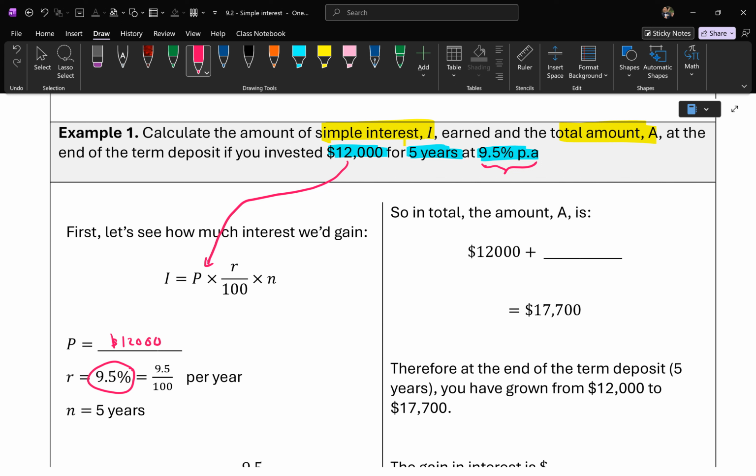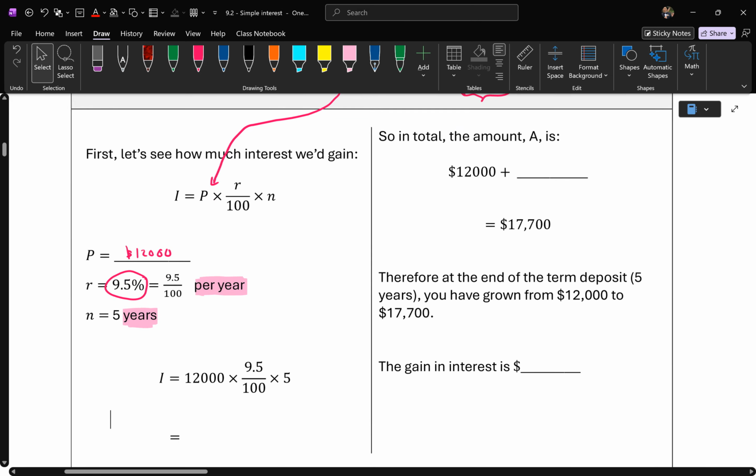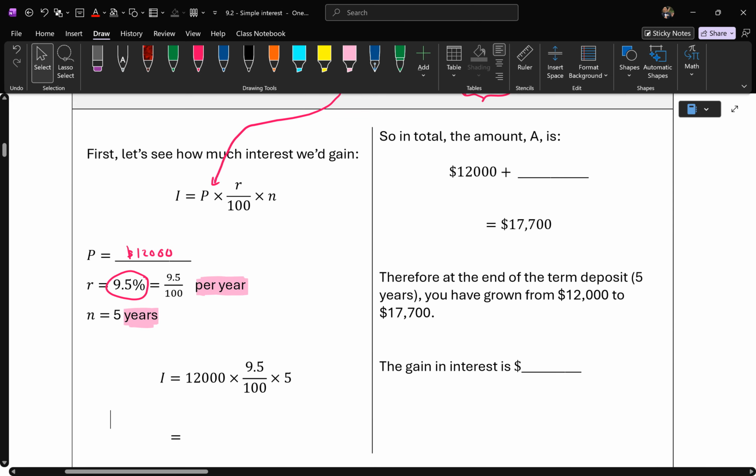N, which is 5 years. When you do this, the only thing you got to check is the rate the same as the duration. If I said 5 months, and this is the rate per year, then you can't just sub those numbers in. They won't work. You have to make sure these two are the same. Okay? All right, here we go. So if you do it on your calculator, this is what it'll look like. It'll be $12,000 times 9.5 over 100 times 5.